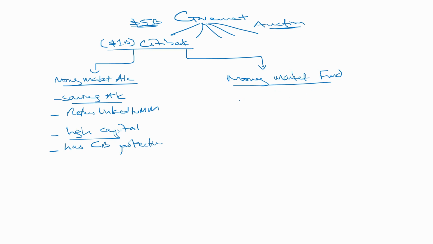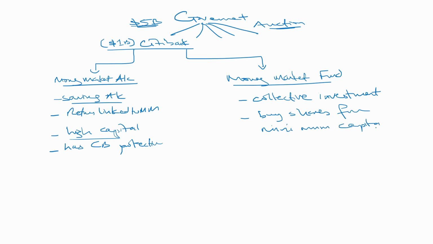So what is a mutual fund? Mutual fund means a collective investment. That means a group of people will invest in it. You can buy shares for minimum capital. That means for a small amount of capital you can buy shares. And you are considered a shareholder if you invest in a money market fund. You are not considered a depositor. And because you are not considered a depositor, a money market fund is not protected by the central bank.